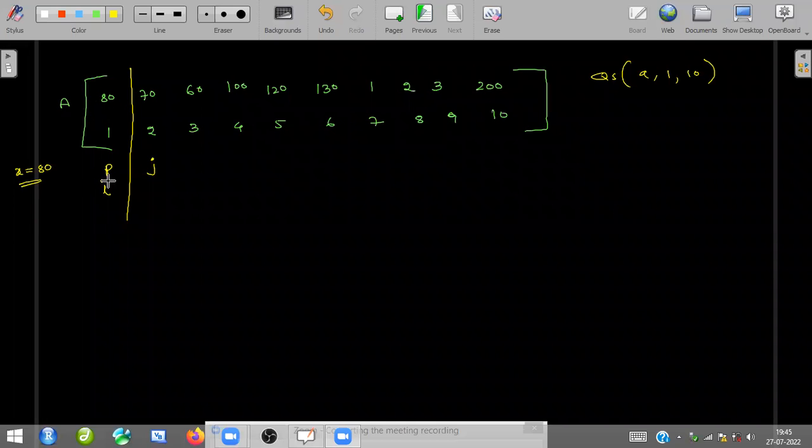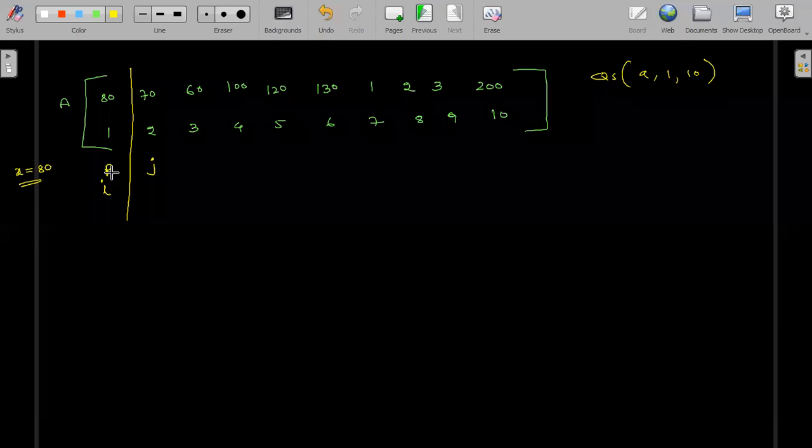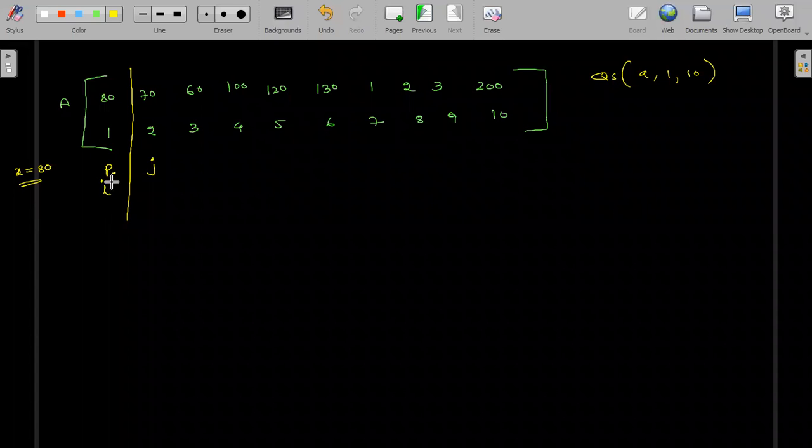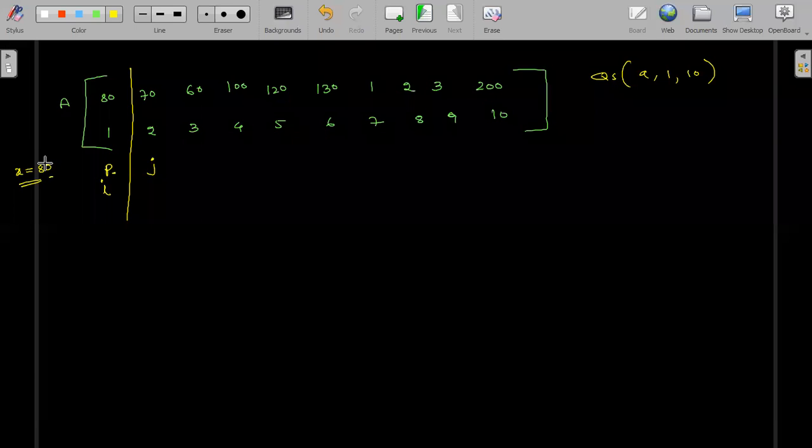Now see, what we have done: the current P index is pointing at 1. Again, I is equal to P, so the I value right now is 1. What is the pivot element? That is 80. Okay, so the top element is 80.